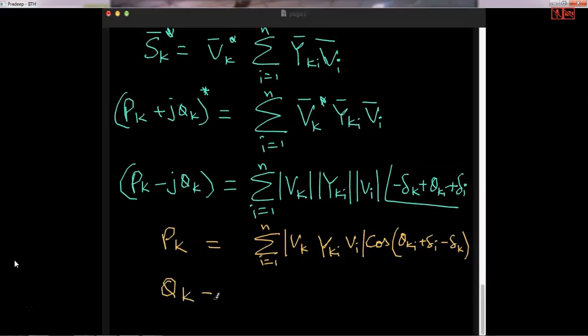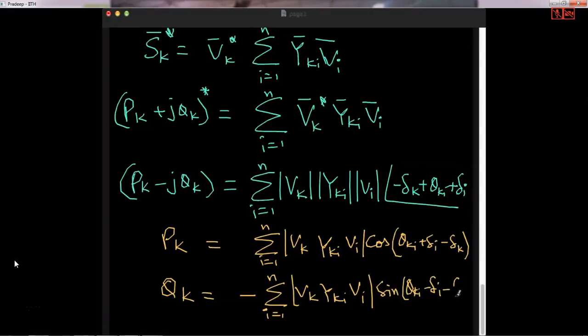Now Qk is equal to, there's a minus sign here, so I put minus here, and j will cancel on both sides. So the summation from i equal to 1 to n of Vk Yki and then Vi, and then I'll put sin of theta ki plus delta i minus delta k. These two are again very important, the power flow equations.